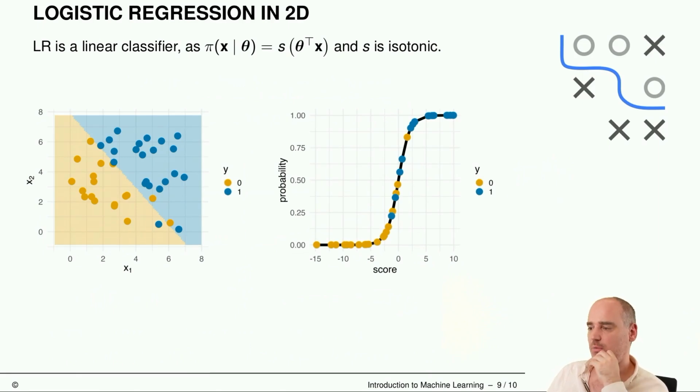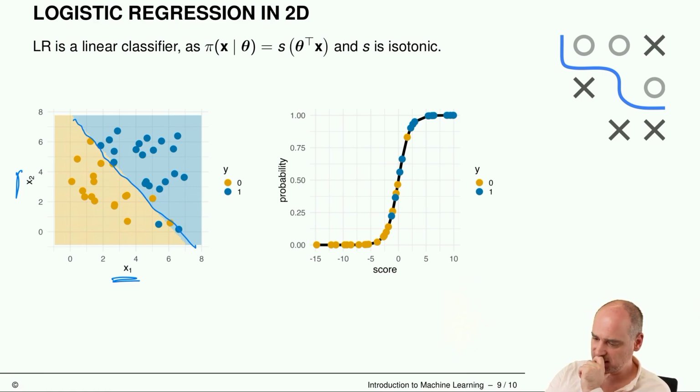Further, a small visualization of logistic regression here on 2D data, so maybe with some features x1 and x2. I constructed this on some simple toy data set, which is nearly linearly separable, but not exactly. You can also see that the decision boundary is a hyperplane, so in 2D here, a straight line.